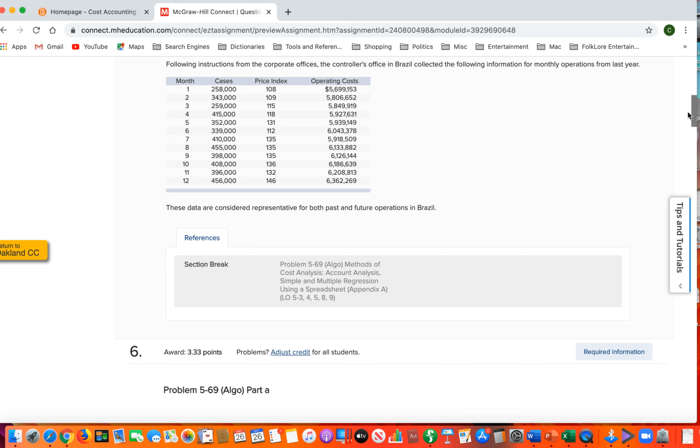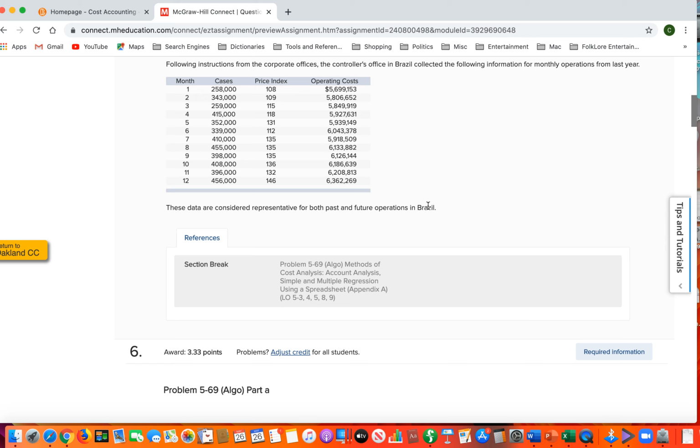First of all, we look at the level of activity, not the cost, but the level of activity. Now they have them in order for you. It won't always be that way. That is the highest and the lowest. High-low method: the highest number is 456,000 cases, and the lowest is 258,000 cases. The associated costs are 6.3 million at the top and 5.6 million at the bottom.